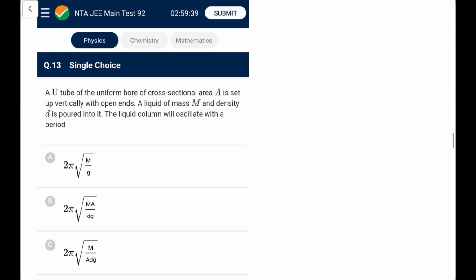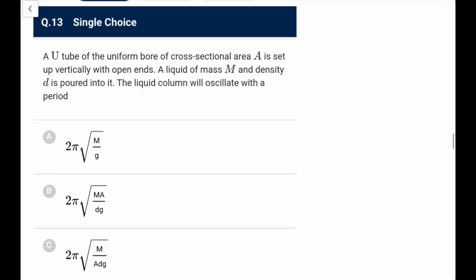Next one. A U-tube of uniform bore of cross-sectional area A is set up vertically with open ends. Liquid of mass m and density D is poured in it. The liquid column will oscillate with a period. So how is it going to oscillate? You directly remember this formula: 2 pi under root L by g. L is the length of the liquid in one of the limbs.